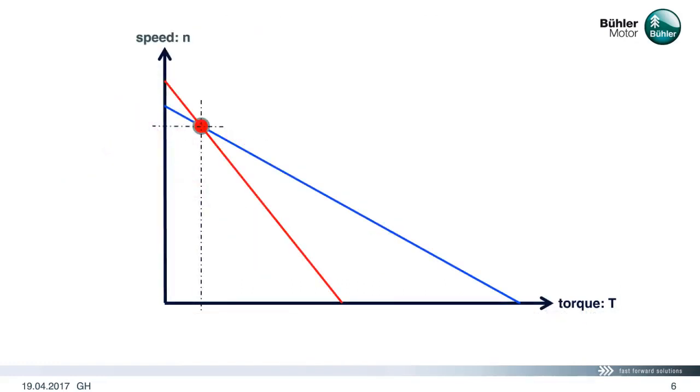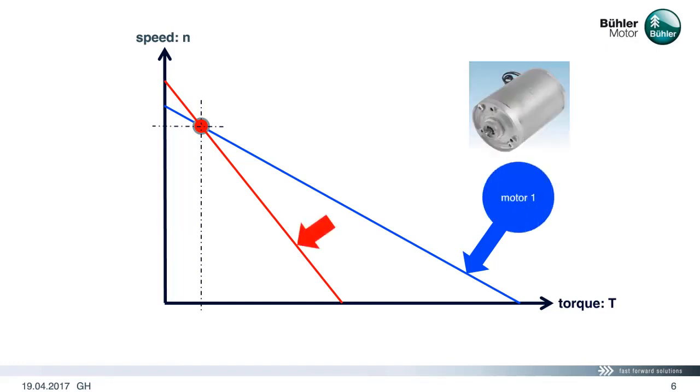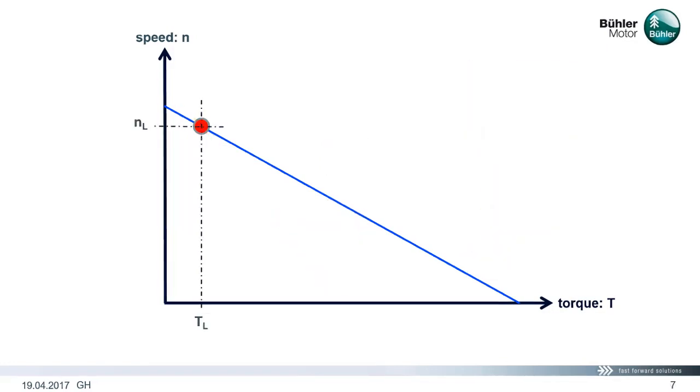The blue line is representing motor 1, which is a much bigger motor than motor number 2, represented by the red line. From this we can see that the knowledge of the load point only does not help to define the motor we need. What we need is a second point on the straight line. This second point could be the stall torque, T sub S. With the knowledge of T sub S, we have all the information to calculate the speed regulation constant of the motor we need.